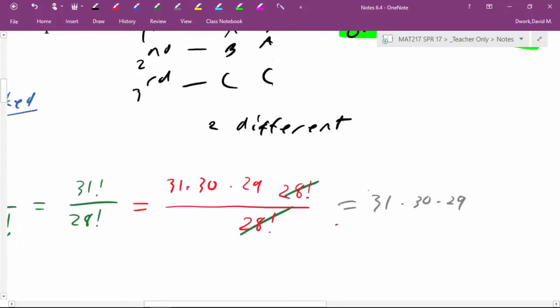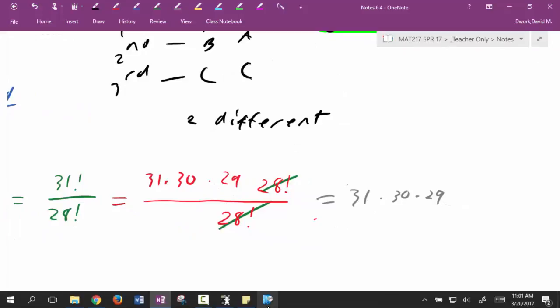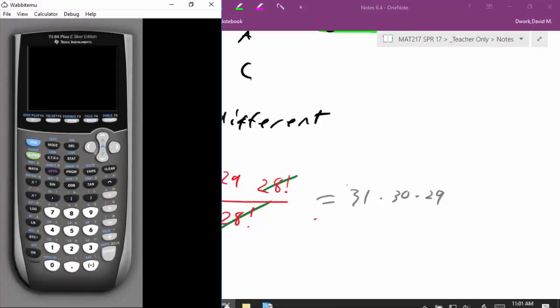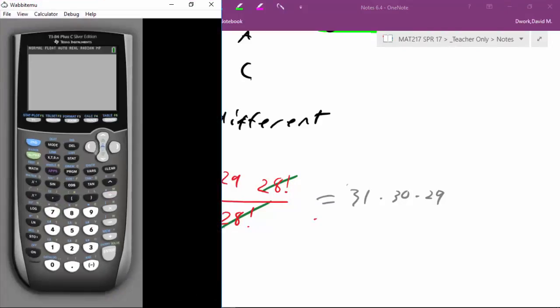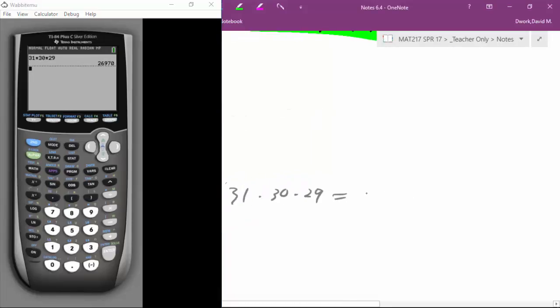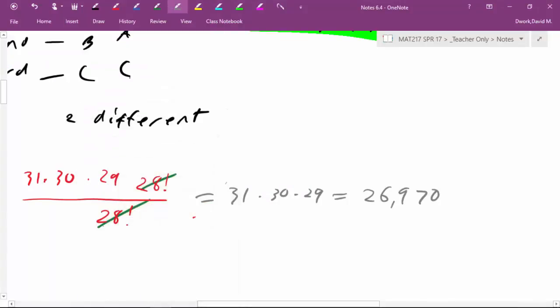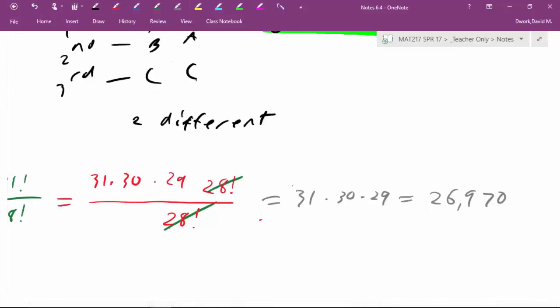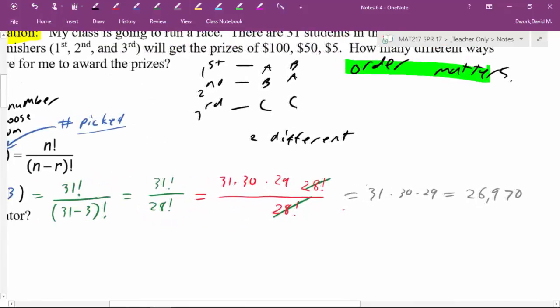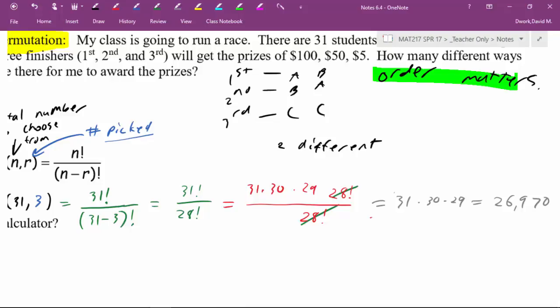And there we go. So now, yes, you are probably going to want your calculator for lots of the sections coming up here. The numbers get kind of big. So 31 times 30 times 29. And what does that result in? The wonderful number of 26,970. So what that means is there are 26,970 different ways for me to arrange my students in a first, second, or third place. Great.